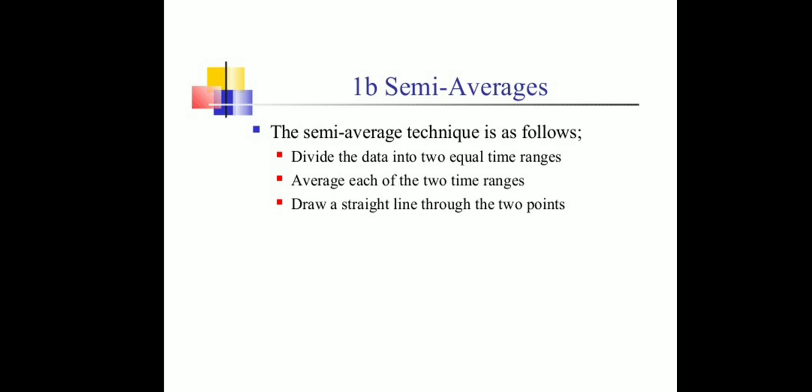Then draw a straight line through the two points. So what does it mean? You get two points if only two sets are there. If there are more than two, you have to plot all the points. It will be more clear in the next sheet.